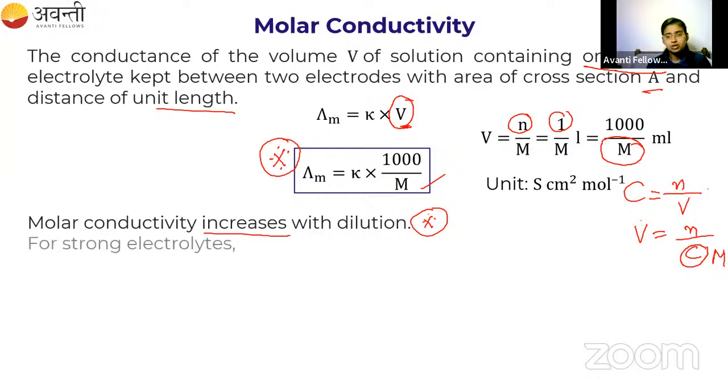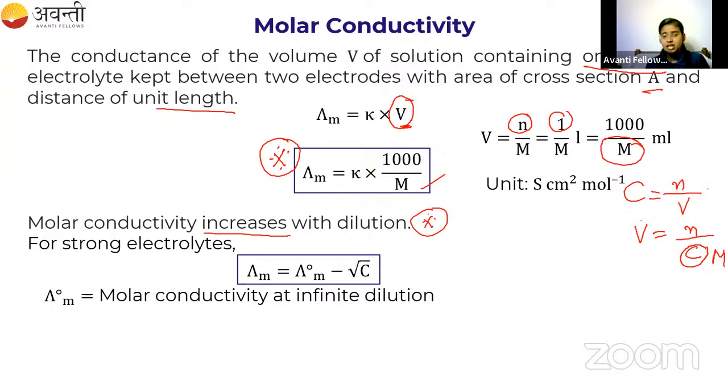Now, for strong electrolytes, means strong acids, strong bases, strong acid base containing salts, those substances are called strong electrolytes. For strong electrolytes, we have one equation which relates lambda m and concentration, and it is this: lambda m is equal to lambda m naught minus root of c. And here lambda m naught is the molar conductivity at infinite dilution. Since we have diluted the solution, this lambda m naught denotes the infinite dilution molar conductivity.